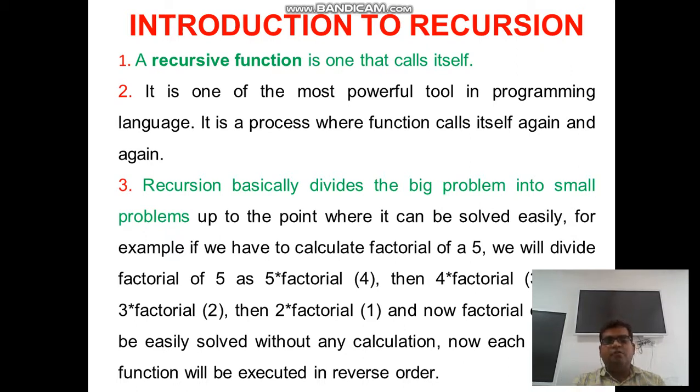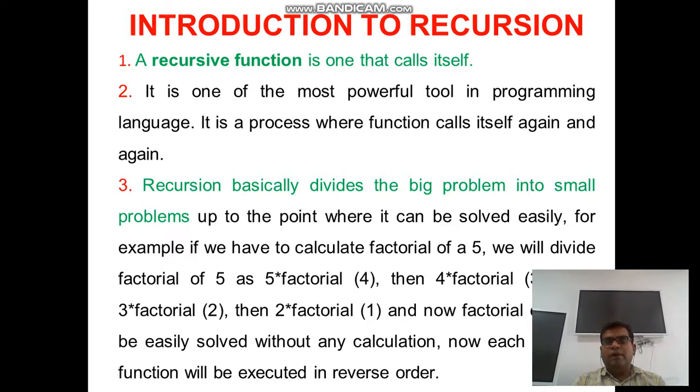Same thing, if we want to find the factorial of 5, then we divide it into 5 times factorial 4, then again factorial 4 divides into 4 times factorial 3, then factorial 3 divides into 3 times factorial 2, and factorial 2 again divides into factorial 1. Now factorial 1 needs no further splitting, because we already know the value of factorial 1 is equal to 1, so it is easily solved without any calculation.